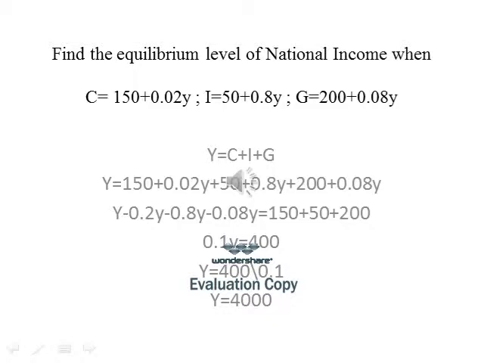Find the equilibrium level of national income when T is equal to 150 plus 0.02y, I is equal to 50 plus 0.8y, G is equal to 200 plus 0.08y. As said before, all y values are brought to the left-hand side, all constants remain on the right-hand side. It is added straight to the end result, which leads to national income equals 4,000.